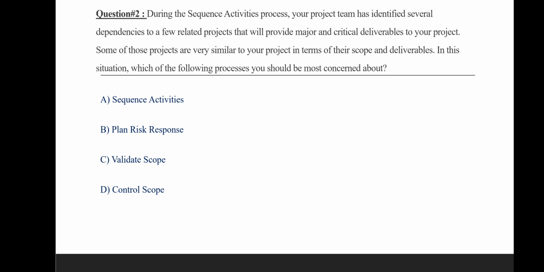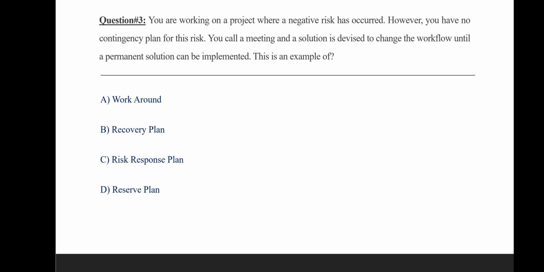Validate scope is monitoring and controlling. Control scope is also monitoring and controlling. Now look into the question and then select the exact option. Now question number three.